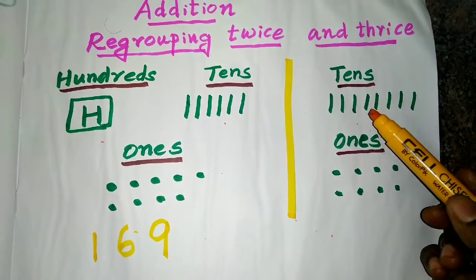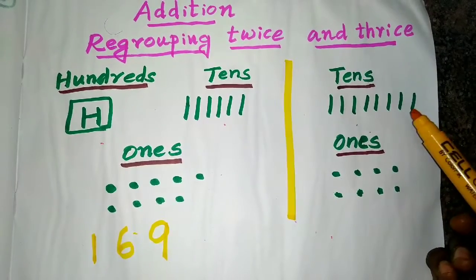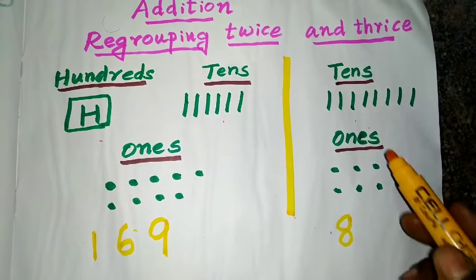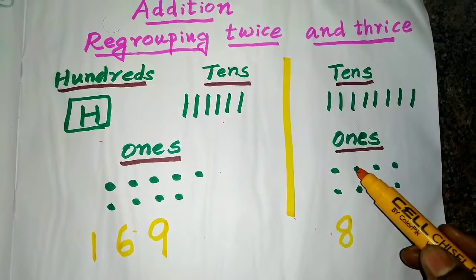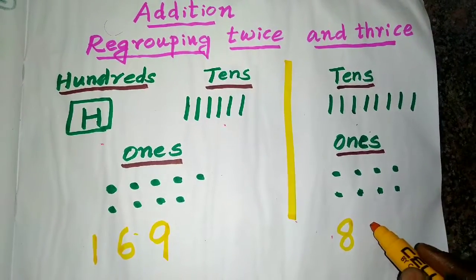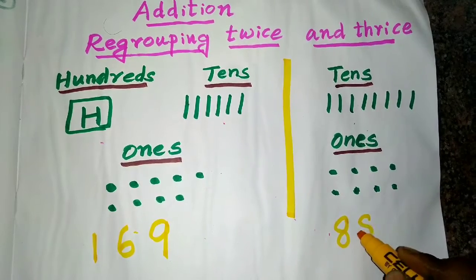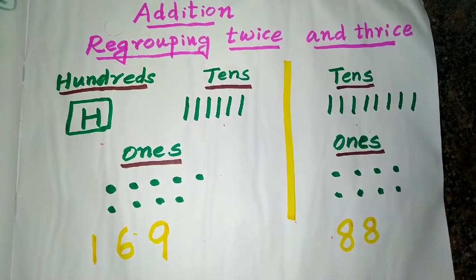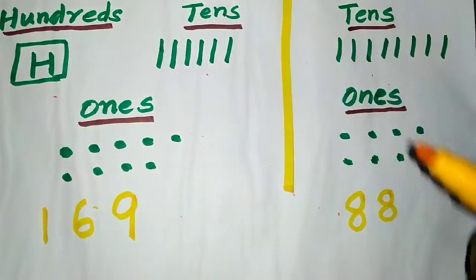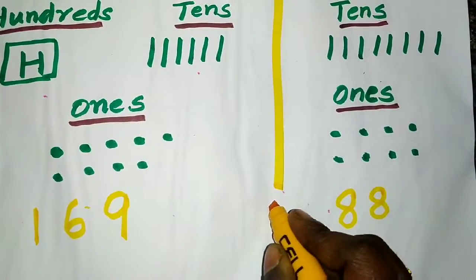In tens place, how many values are there? Yes, 8 values are there. In ones place, how many values are there? Yes, 8 values are there. So, 88. Now we are going to add two numbers, 169 plus 88.